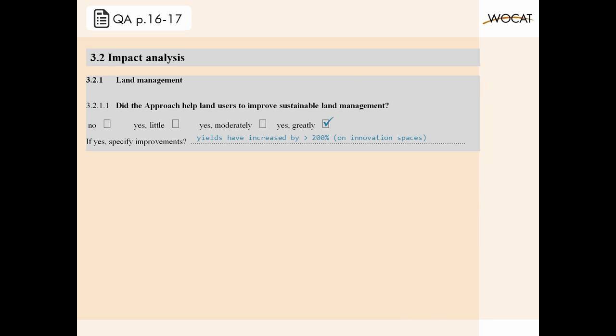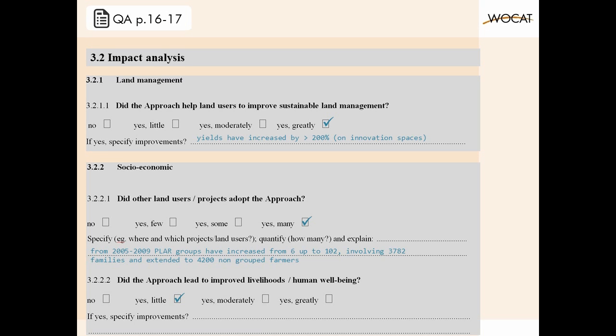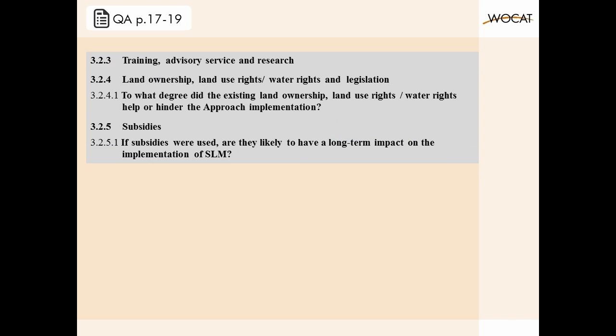The coming section attends to the analysis of impacts. The SLM approach can help improve sustainable land management, or it can improve human well-being or the situation of socially and economically disadvantaged groups. Impact analysis also includes questions about the effectiveness of training, advisory services, and research, about how the approach affected or was affected by land ownership and land or water use rights, and about the long-term impact of subsidies on the implementation of SLM.